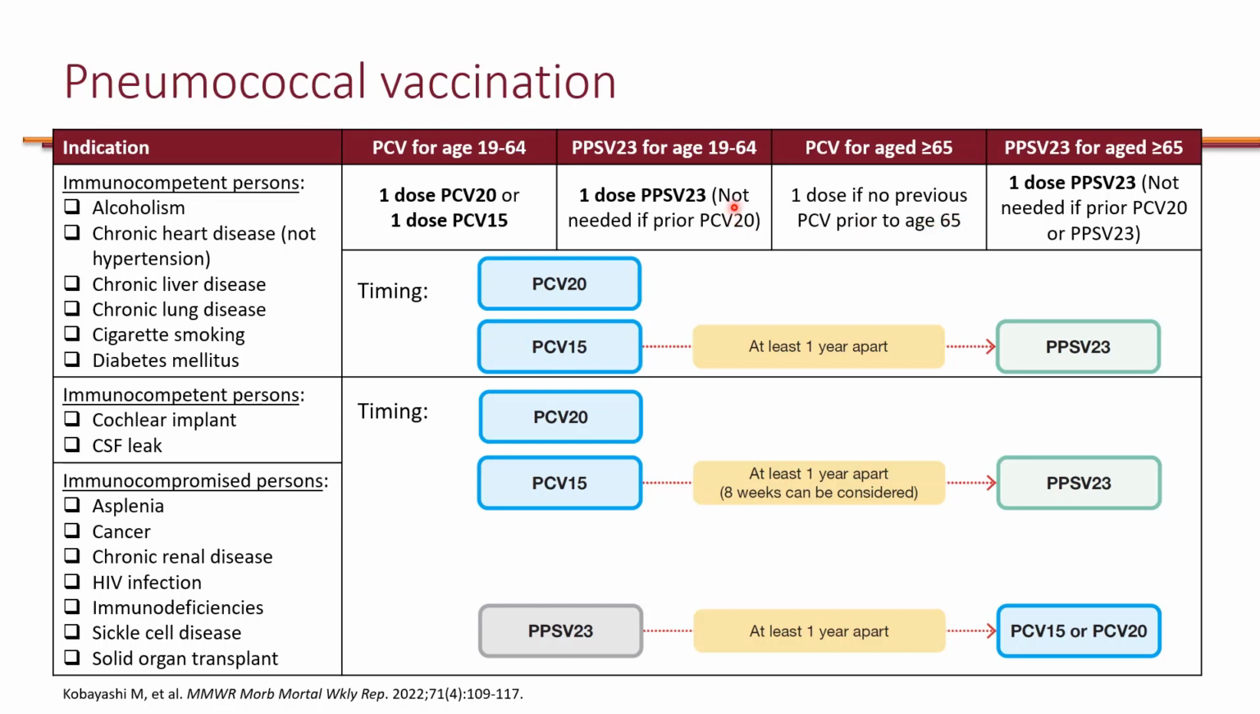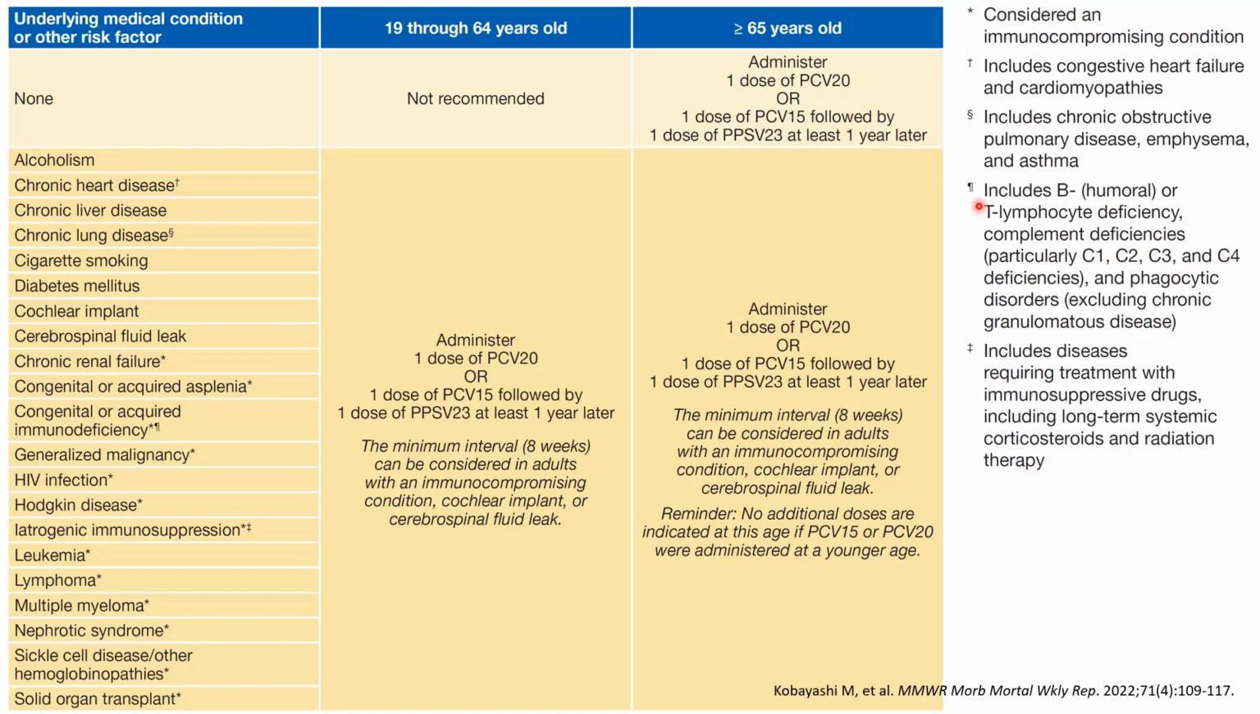Now, if they turn 65 and they had not received this vaccine, it is recommended to give 1 dose of PCV, either 15 or 20, just like before. Or if they had previously received PCV13, they still need to get a PPSV23, or they can even get PCV20 once they turn 65. And here's a summary of what I covered in a table format, which I'll let you pause this video and review.